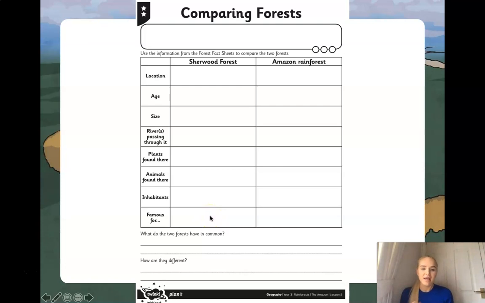When you've filled out that table, that will help you to work out what is similar about the two forests and how they are different. Now if you want to write a bit more about how they're similar and how they're different, you can go onto a separate piece of paper, and that is your task for today.